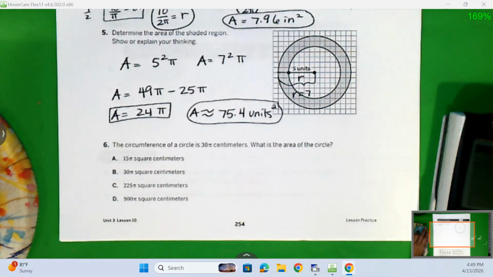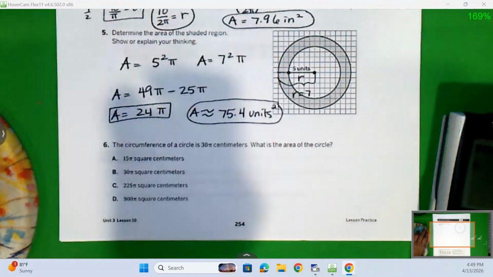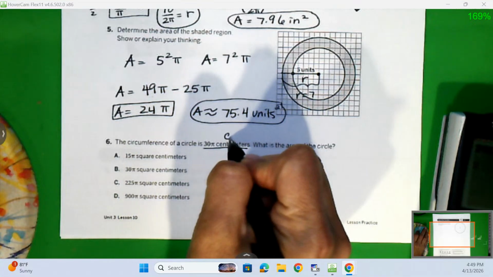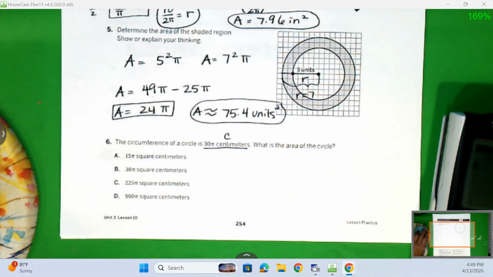Okay, on to question 6. It says the circumference of a circle is 30 pi centimeters. So now even the circumference is given as 30 pi. What is the area of the circle? And we're given some choices there.